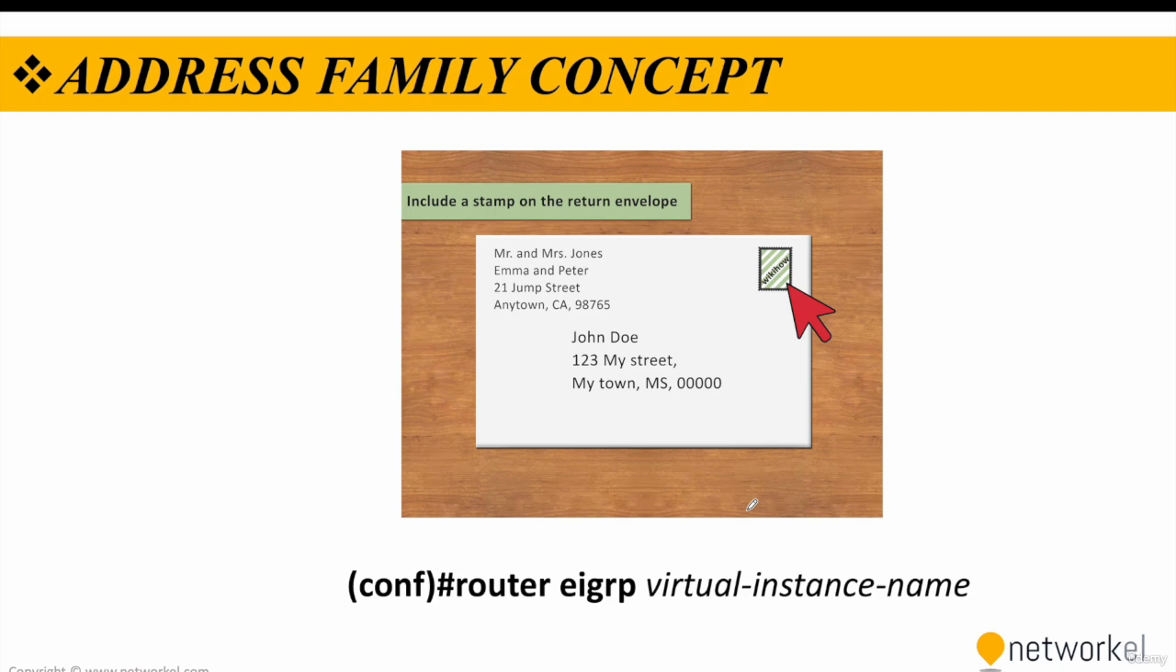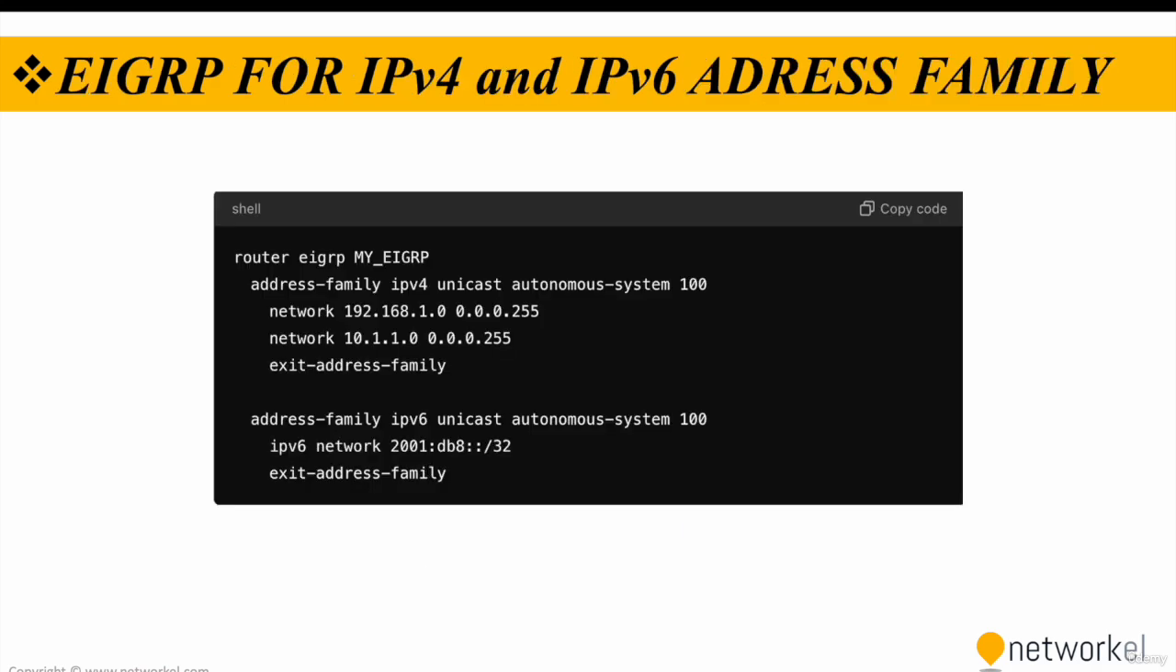To configure the EIGRP named mode, there is a command as you are seeing on the screen, and this is router EIGRP followed with the virtual instance name. Here is how the configuration looks like, okay? So you type router EIGRP and the virtual instance name. This is my EIGRP for this case.